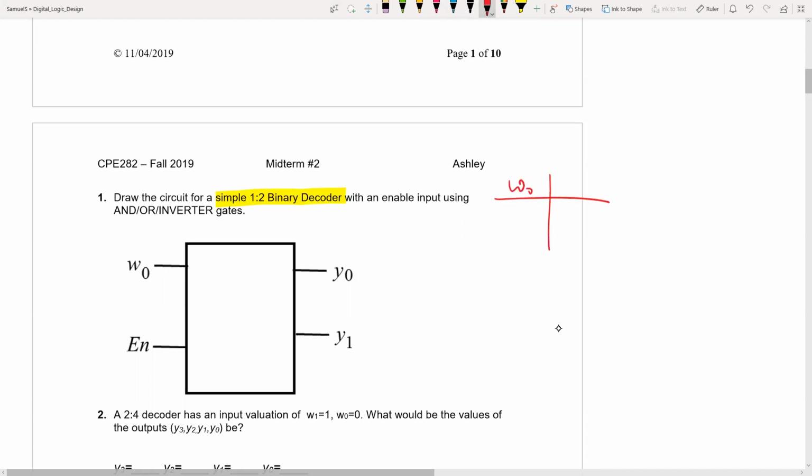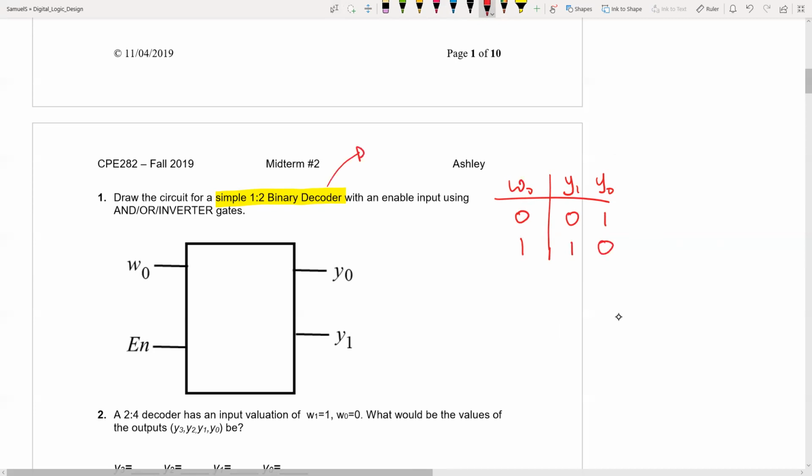So the input is W naught, the two outputs are Y1 and Y0. Obviously with a single bit, you can either have an input combination of 0 or 1. The idea behind a decoder is W naught tells you which of the outputs should be asserted. In this case, W naught is 0, so it's Y0 that should be asserted. Everything else should be 0. In the second case, it wants Y1 to be asserted, and when I say asserted, it means make it a 1. Everything else should be 0.